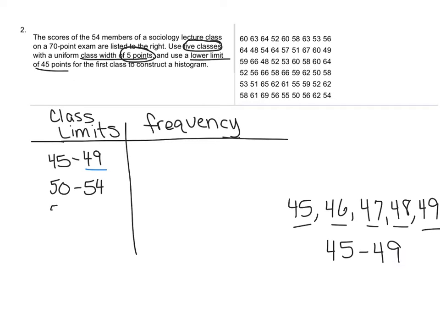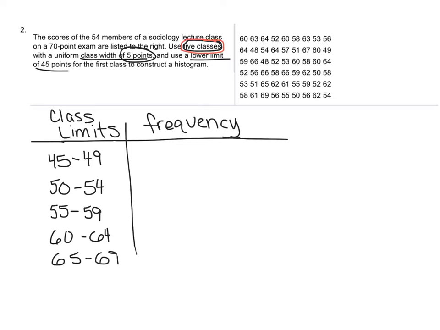Then I'll have 55 through 59, and then 60 through 64, and lastly, we'll have 65 through 69. And I know to stop here because my problem tells me that I'm only going to use 5 classes. So I have 1, 2, 3, 4, 5.